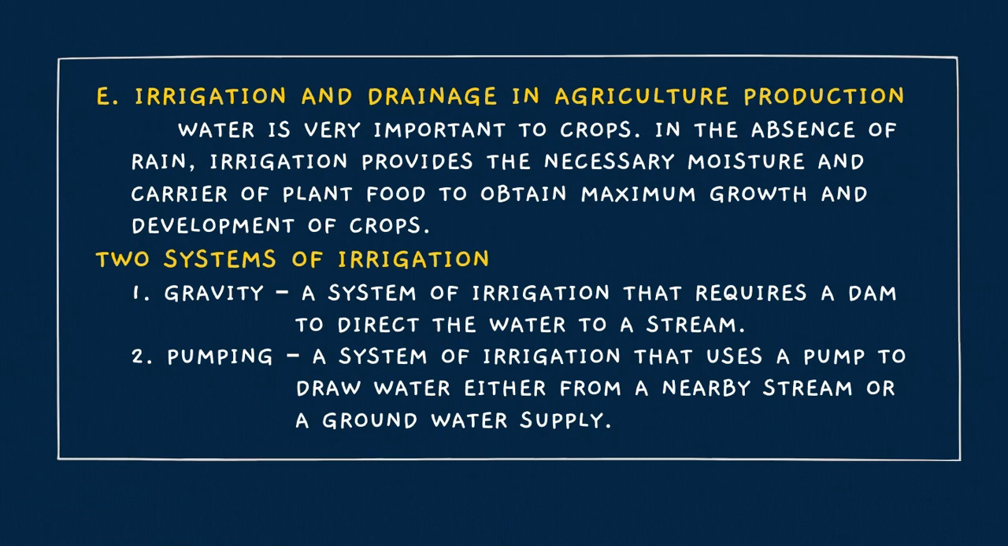1. Gravity, a system of irrigation that requires a dam to direct the water to a stream. And number 2, pumping, a system of irrigation that uses a pump to draw water either from a nearby stream or a groundwater supply.